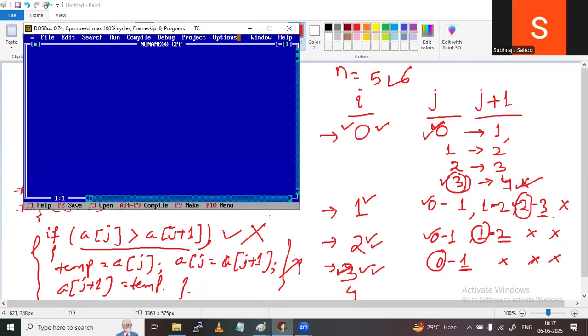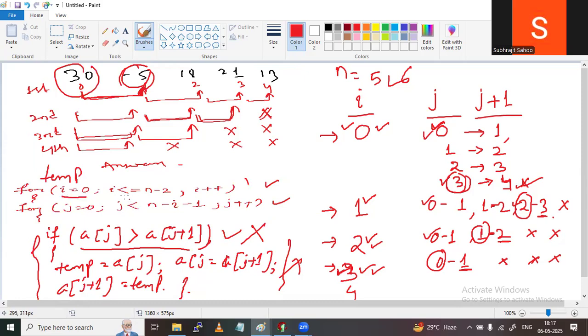What I have written here, one second, you look at here. So i equal to 0, i less than or equal to n minus 2, i plus plus, j equal to 0, j less than n minus i minus 1. See, when i value is 0, n value is what? 5. 5 minus 0 minus 1 is 4. Less than 4 means up to 3 it will go. That's why I told, if I want to put equal to, then you put here 2. Then it will come up to 3, right? So any one logic you write, not a problem, right?